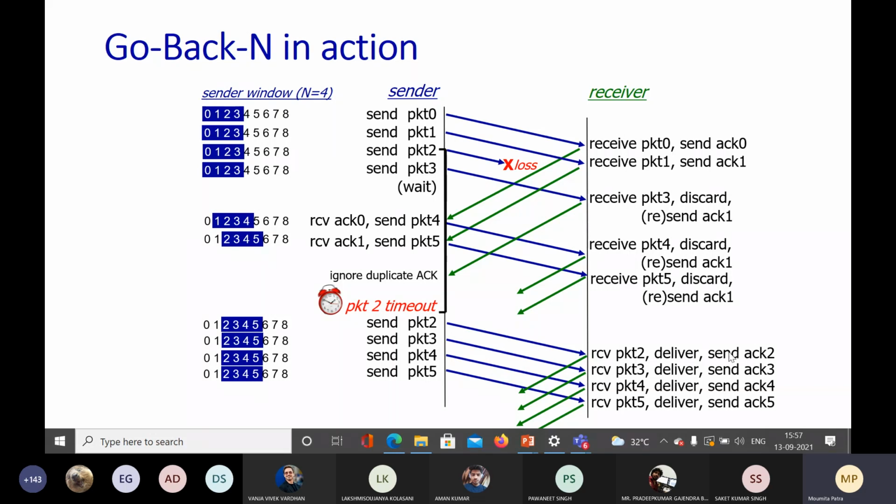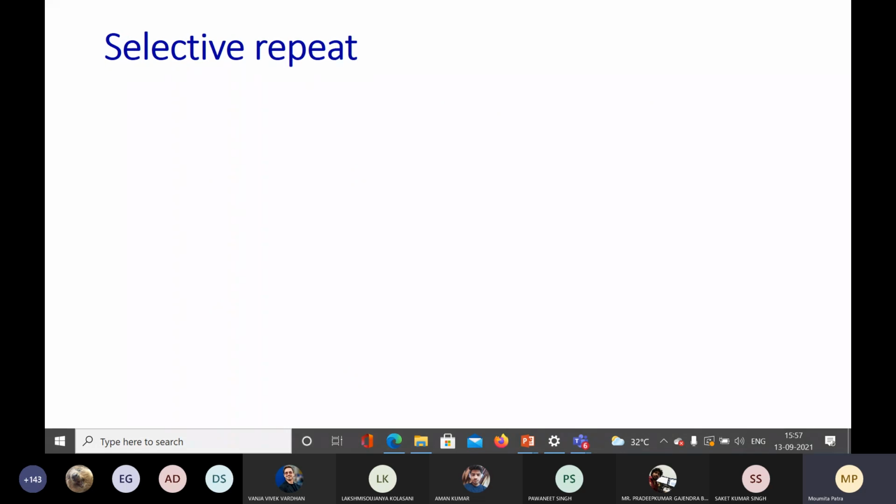Corresponding acknowledgements are also being sent by the receiver side. So you can see that there are a lot of duplicates going on. There's a lot of loss of resources also because packets are getting discarded even if they are being received correctly, right? So we have to think of something that is better than this. This better protocol is known as the selective repeat protocol.